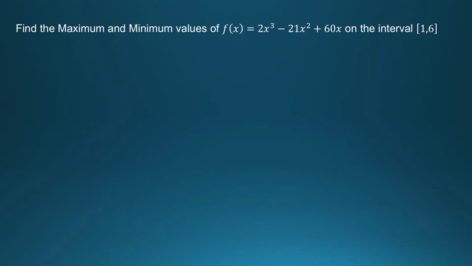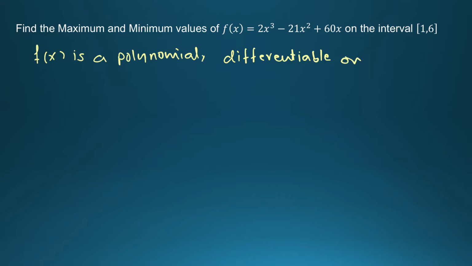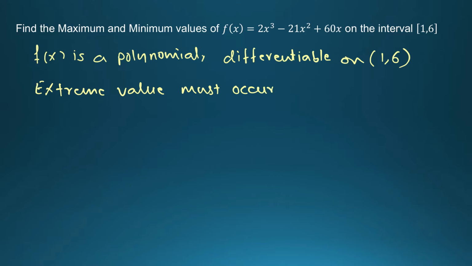Find the maximum and minimum values of f(x) = 2x^3 - 21x^2 + 60x on the closed interval [1, 6]. The given function f(x) is a polynomial and is differentiable on the open interval (1, 6). Therefore, the extreme values must occur at points where the first derivative is equal to 0.